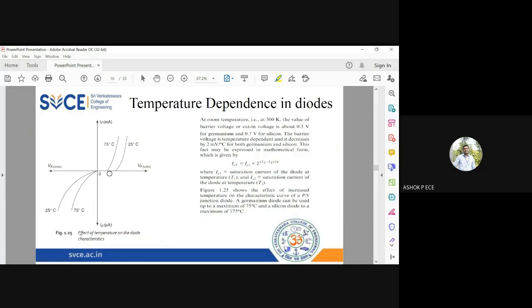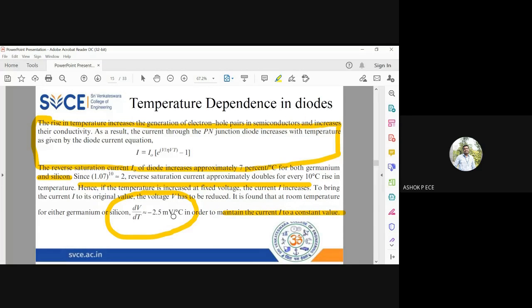And see here, at 25 degrees Celsius, how the current is varying, and at 75 degrees Celsius, how the current is varying. You can clearly find that a germanium diode can be used up to a maximum of 75 degrees Celsius, and a silicon diode can be used up to a maximum of 175 degrees Celsius. Generally, in the diagram, the diode current at 25 degrees Celsius will be larger compared to the diode current at 75 degrees Celsius, as we have seen that the current is going to decrease as the temperature increases, because it is minus 2.5 millivolt per degree Celsius.